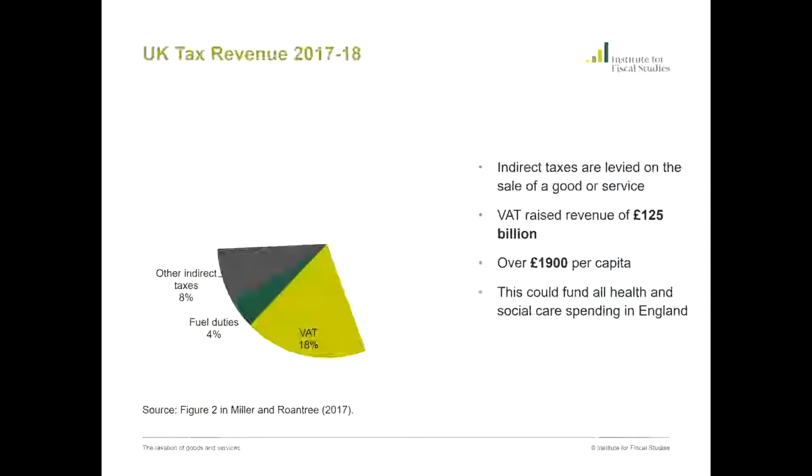And finally, the topic of today's lecture, we have indirect taxes, which are those levied on the sale of a good or service. Together, between VAT, fuel duties, and a set of other smaller indirect taxes, these contributed 30% of tax revenue in that year. And in particular, VAT is the third biggest tax in the UK, raising £125 billion of revenue in that year. And this is enough to fund all health and social care spending in England, so it's a big deal.